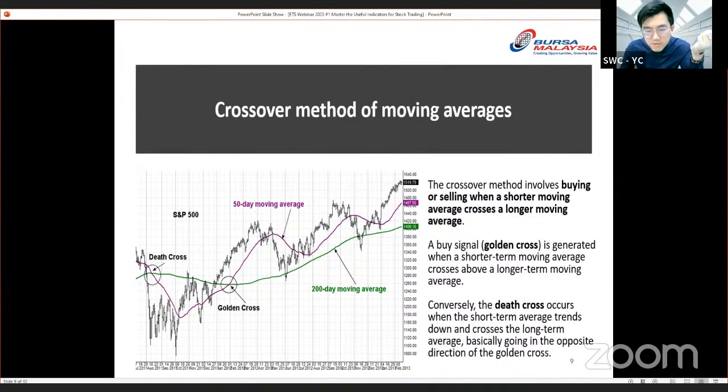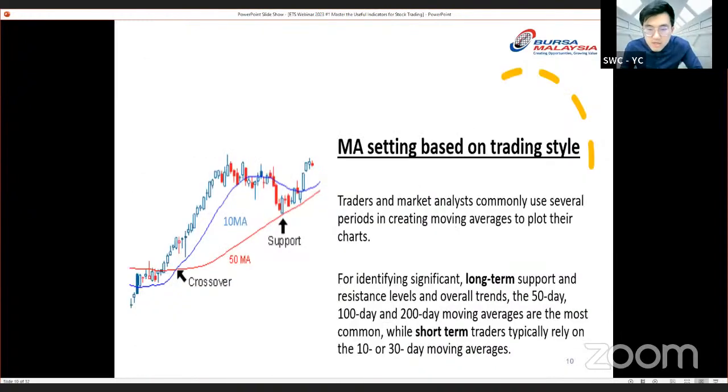Then for the death cross, the long term price crosses below the short term one, meaning that currently the trend is going down. For us, we like to use the short-term moving averages setup. For myself, I will be using 5 days, 10 days, and 20 days. It's considered very short-term already.